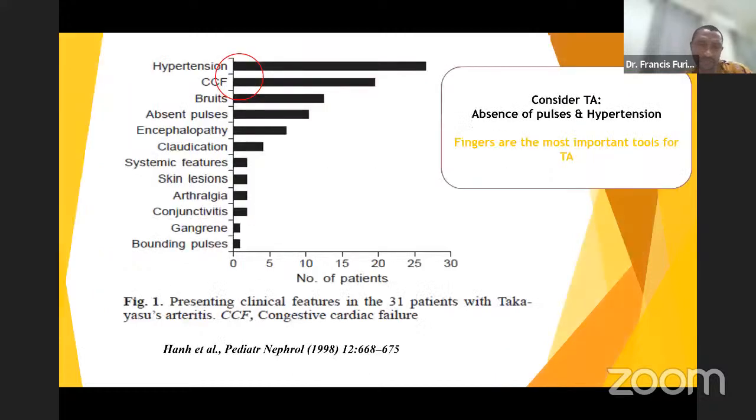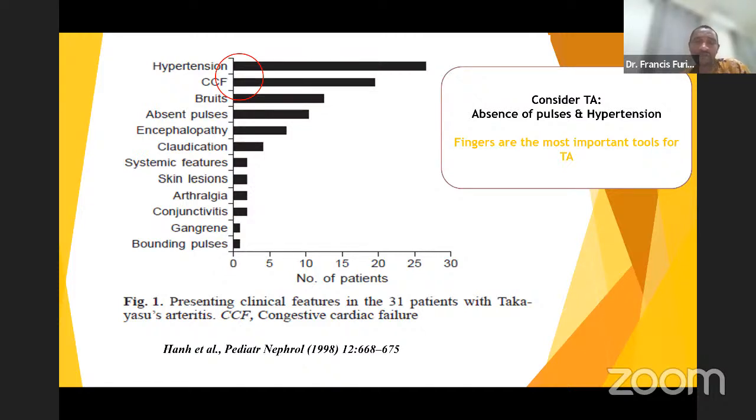So in this study, which was done by Han et al., which was looking at the children that presented with Takayasu arteritis, you can see that the most common features that were noted were hypertension, bruit, and absence of pulses. And so basically, looking at this presentation, I could definitely say that the most important tool for picking Takayasu arteritis will be our fingers, basically. So if you get any child that is coming to you with hypertension, if you run your fingers through the pulses, you might be able to diagnose most of these children with Takayasu arteritis.